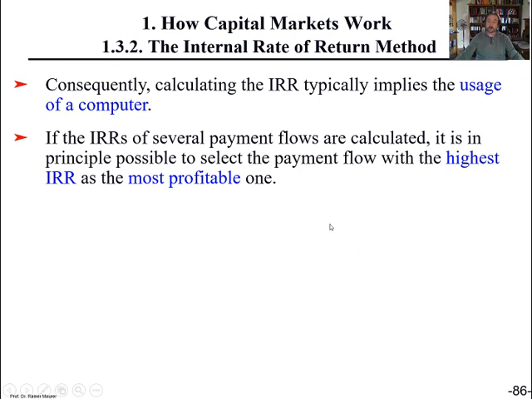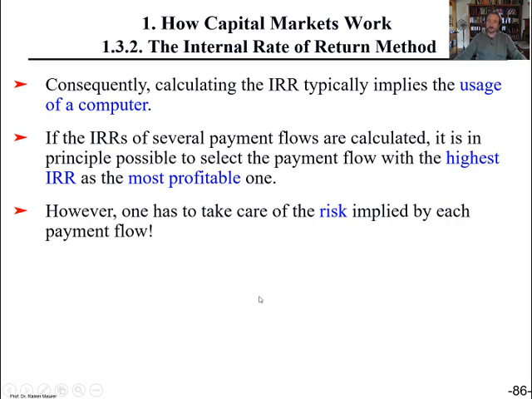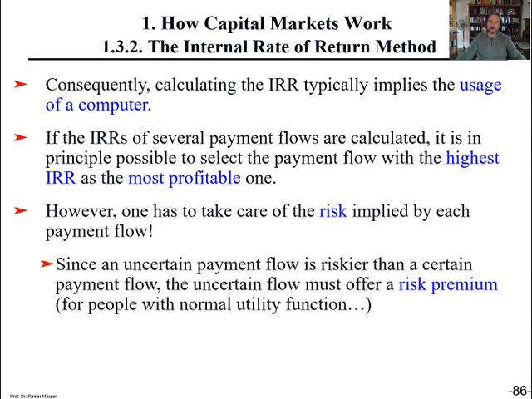If the internal rate of return of several payment flows or investment projects are calculated, it is in principle possible to select the payment flow with the highest internal rate of return as the most profitable asset. However, theoretically, one has also to take care of the risk implied by each payment flow generated by the alternative assets. Since an uncertain payment flow is riskier than a certain payment flow, the uncertain flow must offer a risk premium.